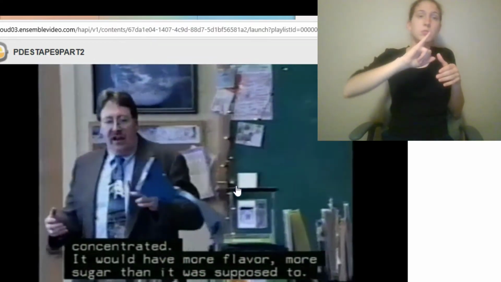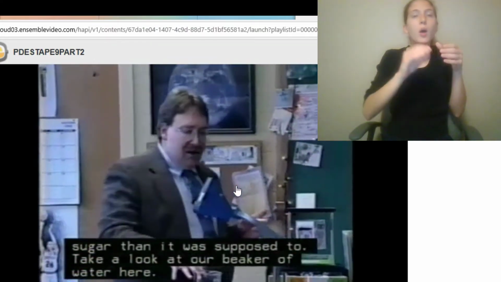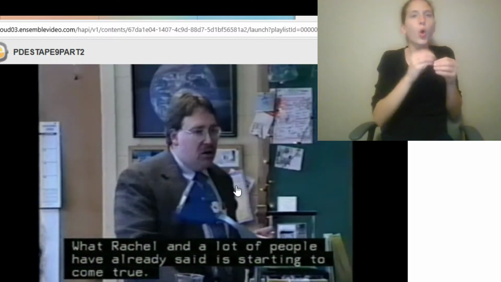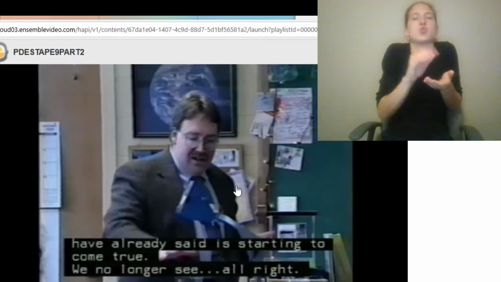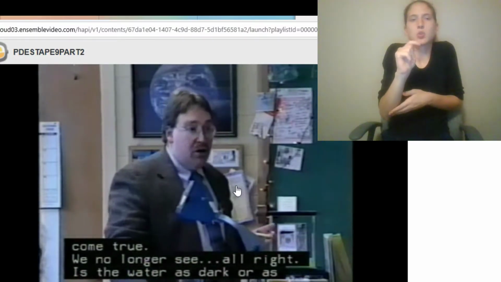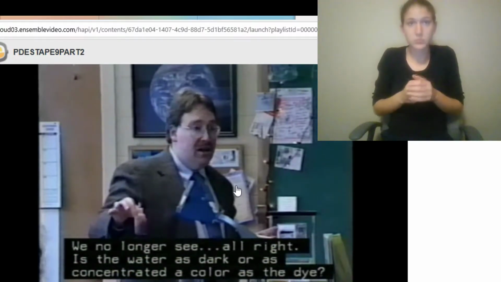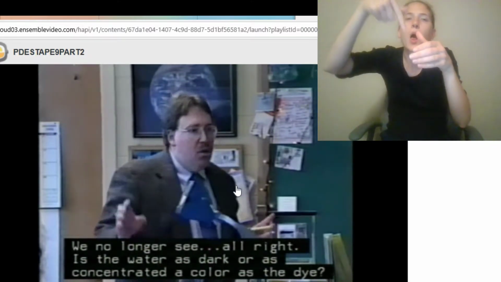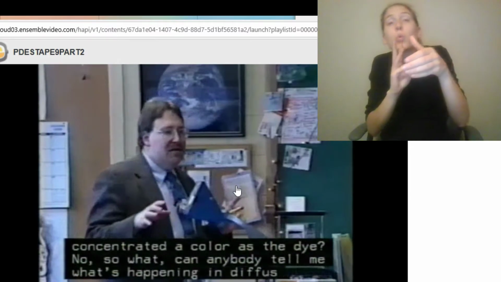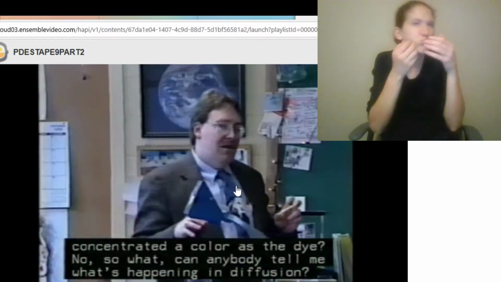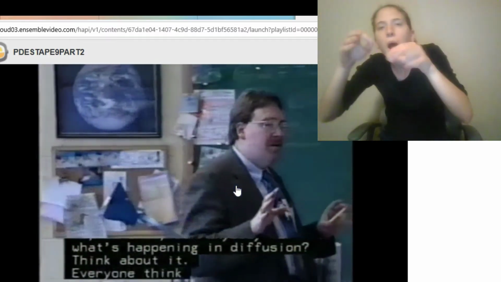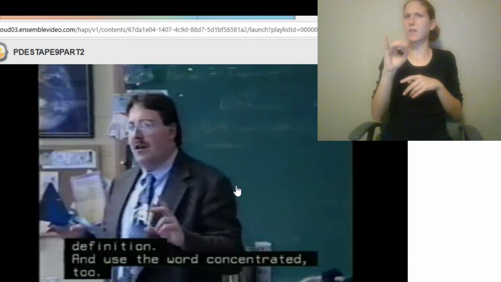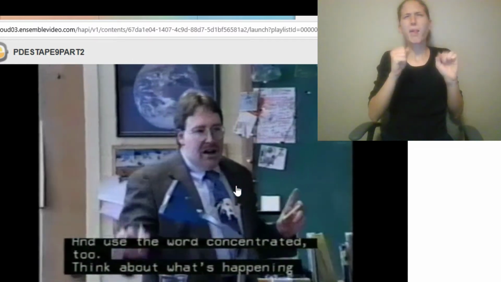Take a look at our beaker of water here. What Rachel and a lot of people have already said is starting to come through. We no longer see the water as dark or as concentrated a color as the dye. So can anybody tell me what's happening in diffusion? Everyone think about it for a minute. Try and figure out the definition. Use the word concentrated too.